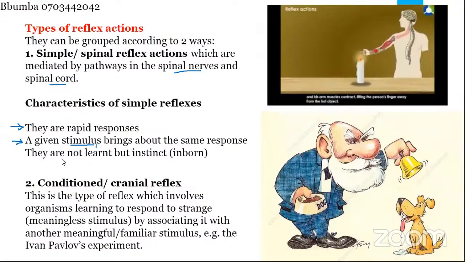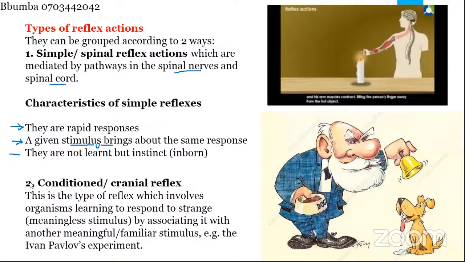Even if it is a baby, if a baby touches fire, I think you've seen them, they remove the hand very fast, but who has taught them to remove the hand? The thing is innate. That is another characteristic of them. They are not learned. You don't learn to do them, but they are instinct. That is, they are inborn. You are born with that ability.